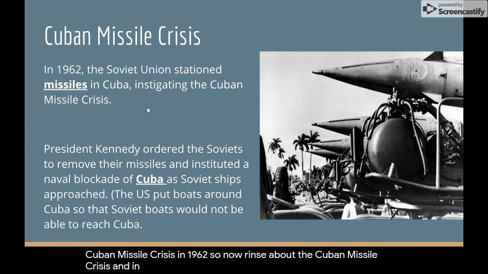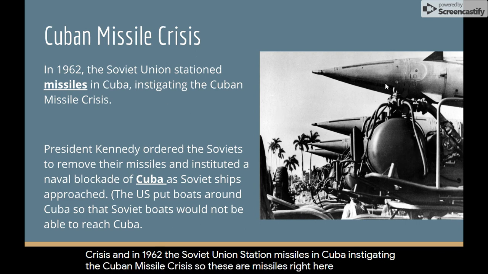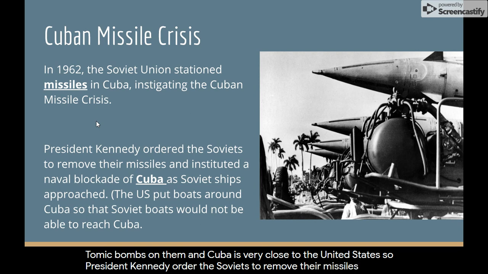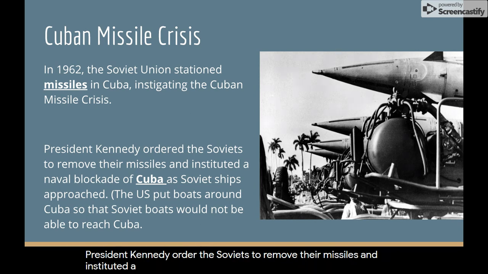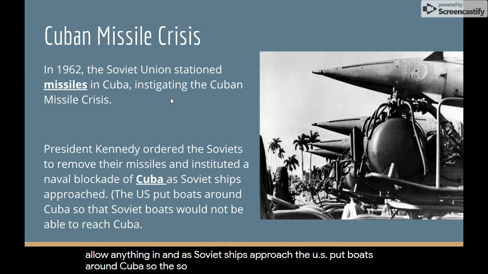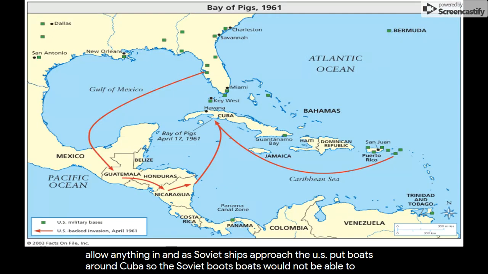In 1962, the Soviet Union stationed missiles in Cuba, instigating the Cuban Missile Crisis. So these are missiles right here. You can put atomic bombs on them, and Cuba is very close to the United States. So President Kennedy ordered the Soviets to remove their missiles and instituted a naval blockade of Cuba. A blockade is where you don't allow anything in. As Soviet ships approached, the U.S. put boats around Cuba so that the Soviet boats would not be able to reach Cuba.